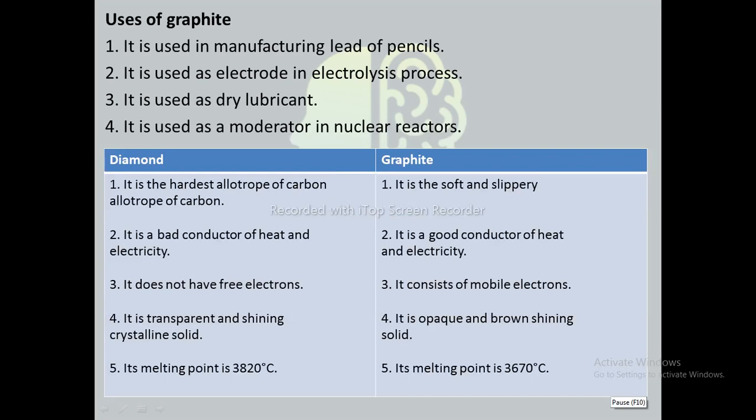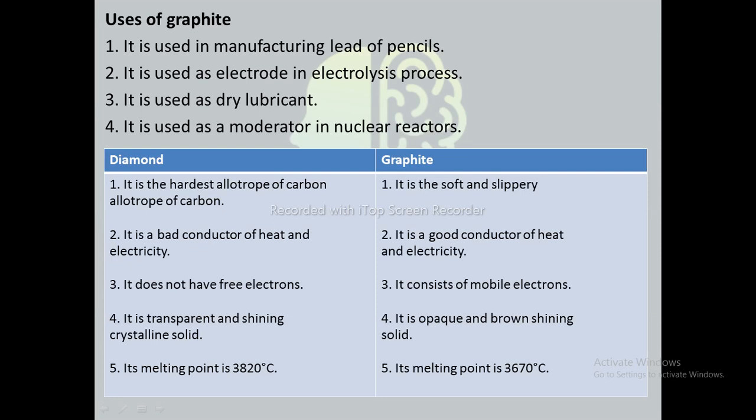Diamond is the hardest allotrope of carbon, whereas graphite is soft and slippery. Diamond is a bad conductor of heat and electricity, whereas graphite is a good conductor of heat and electricity. Diamond does not have free electrons, whereas graphite consists of mobile electrons, that is free electrons.